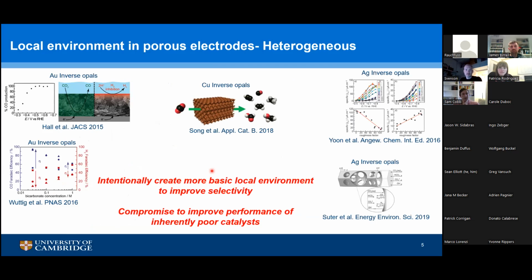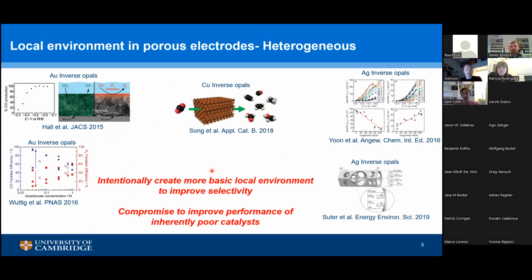local environments. And they also approach this from a similar kind of thought of, well, if we can make an environment confined, how can we use that to benefit the performance of our system? In particular, gold, copper, silver for CO2 reduction. And this kind of interest stems from what is inherently a poor catalyst. Heterogeneous catalysts aren't selective.